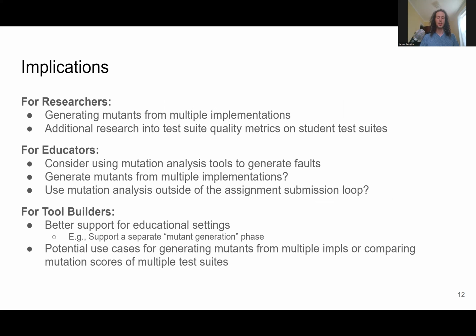Our study has implications for researchers, educators, and tool builders. Researchers may consider a line of work in which mutants are generated from multiple implementations instead of revisions of a single implementation. There's also a lot more potential research into using test suite quality metrics on student test suites. Educators may consider using mutation analysis tools to generate faults instead of seeding them by hand or using all pairs grading. It may be possible to get a more robust set of faults by generating mutants from multiple implementations.